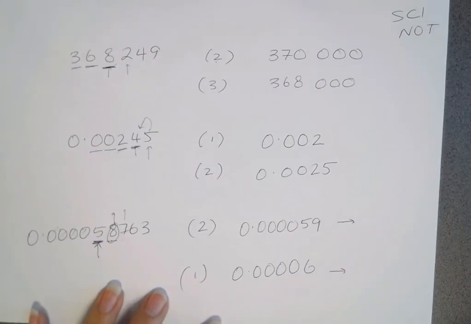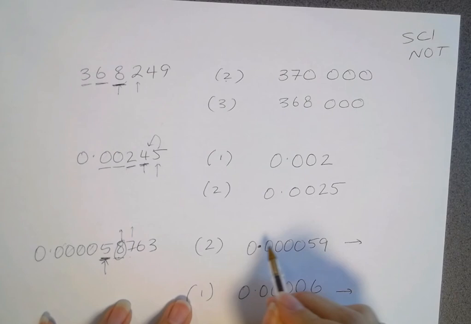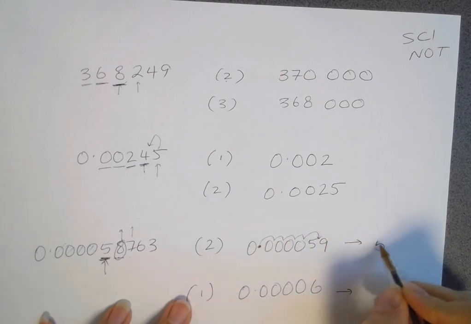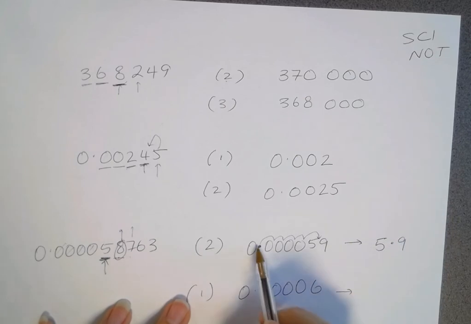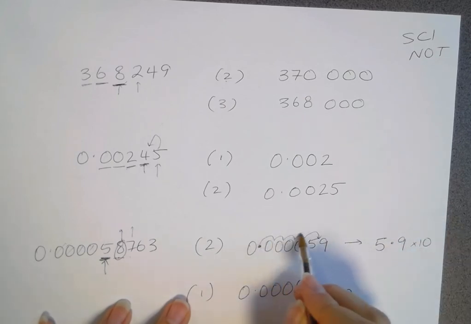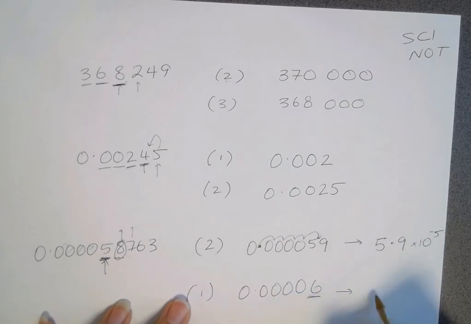Okay? We move across to scientific notation, and remember, we move that decimal 1, 2, 3, 4, 5, because we can only have 1 significant figure before the decimal point. So 5.9 times 10 to the negative 1, 2, 3, 4, 5, so negative 5. Same thing here, we've got this significant figure, so it'll be 6 times 10, and we go 1, 2, 3, 4, 5, times 10 to the negative 5.